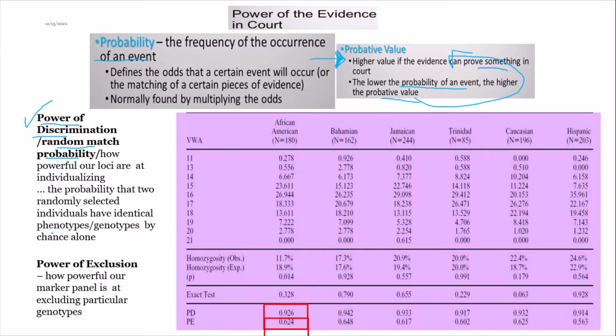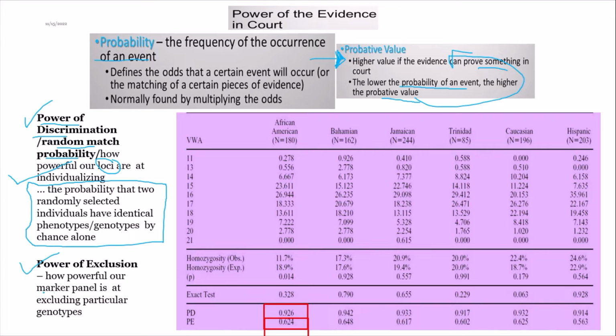And this is now where we are looking at individuals by chance alone. We want to see how well the loci that we select are able to individualize. That is, once you have selected two people randomly from a population, you're going to get identical phenotypes or genotypes by chance alone, so that it can give us a high power to discriminate between individuals. We have what we call PD, power of exclusion.